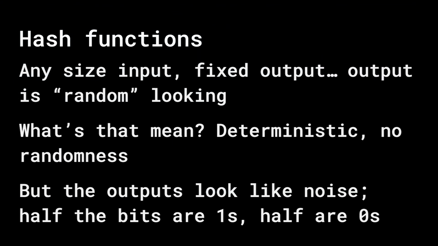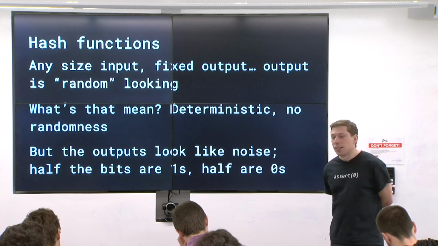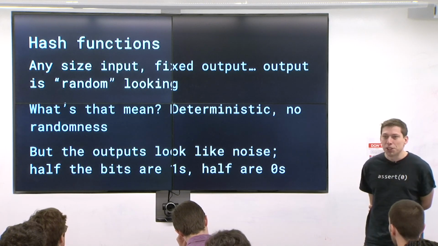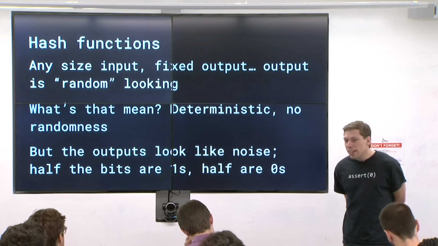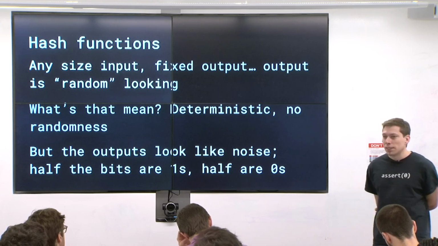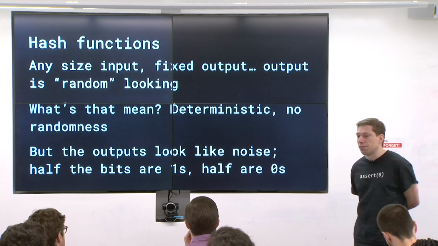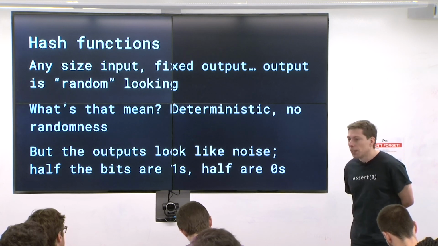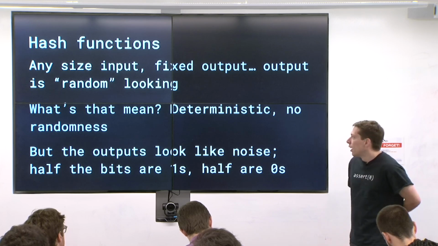Okay, so this is not a sufficient definition, right? There's any size input, fixed size output, and the output is random looking. That's sort of wishy-washy, but what does random looking mean? It's not actually random, right? If you put in the same input, everyone will get the same output. So if you say, okay, what's the hash of 1? You'll get some output. And if someone else says, what's the hash of 1? You'll get the same thing.